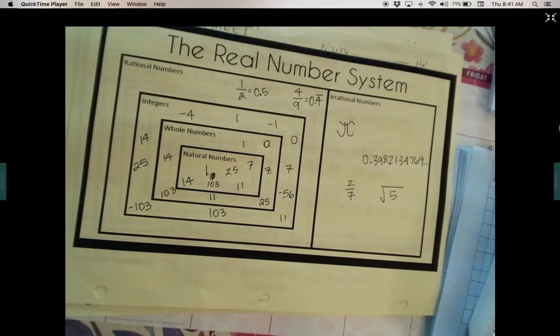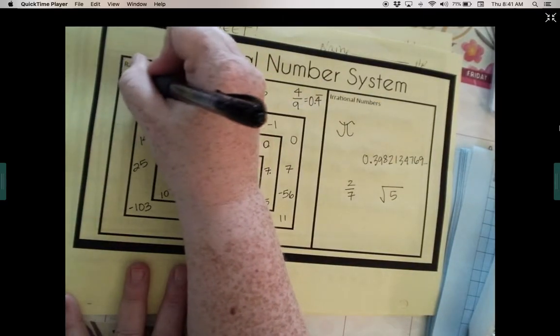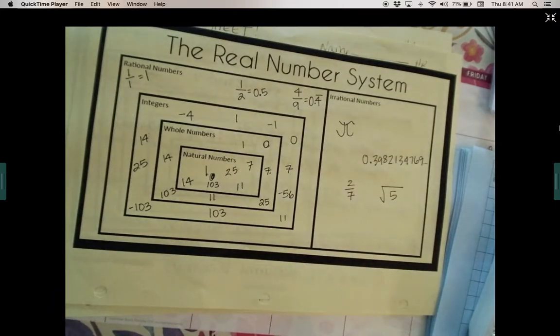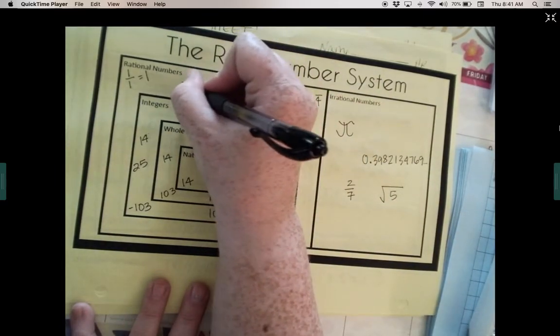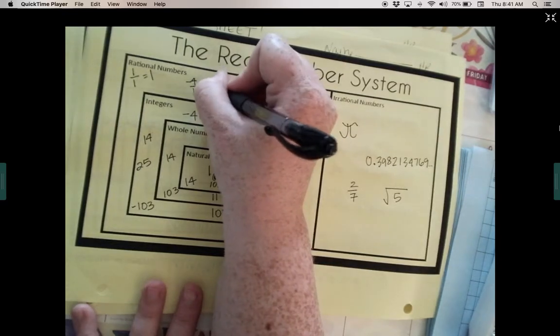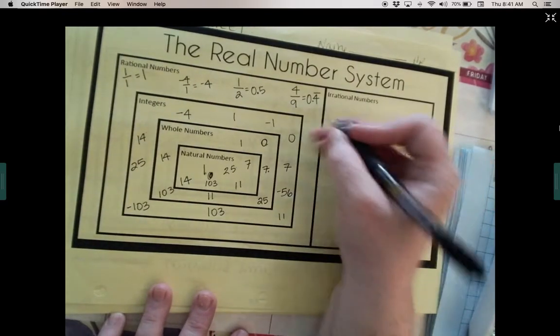What about 1? Is 1 a rational number? Can I write 1 as a fraction? Yeah. I could write it as 1 over 1 equals 1, or I could write it as 500 over 500. Because what's 1 divided by 1? 1. Okay, same with -4. I could write it as -4 over 1. Any whole number over 1 becomes itself because you're just dividing by 1.